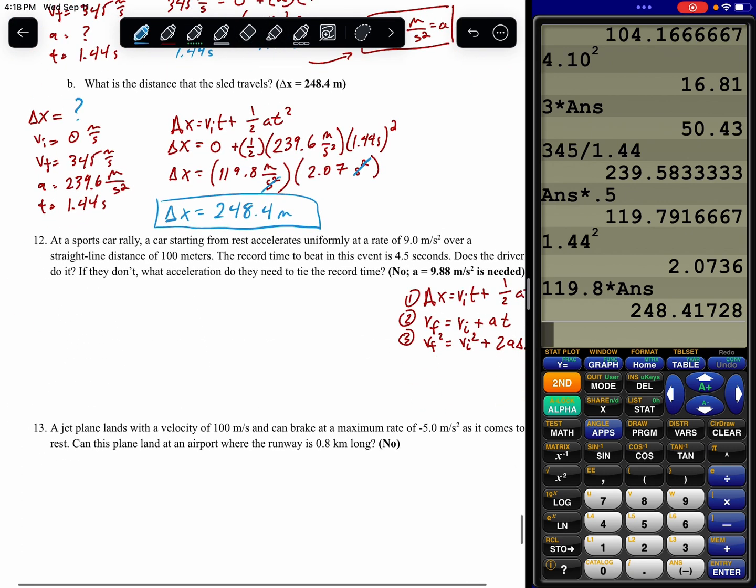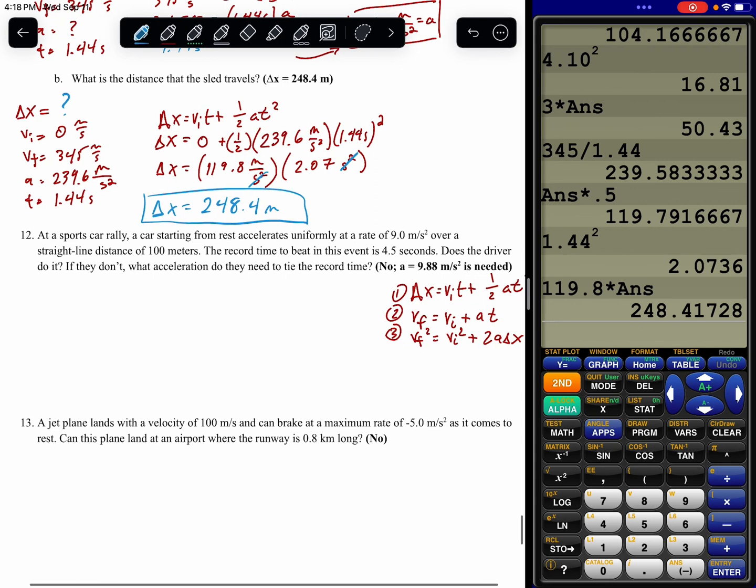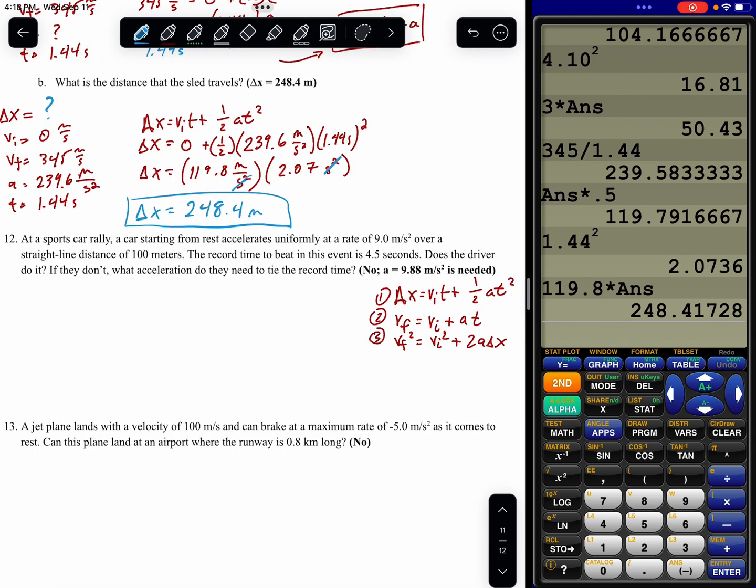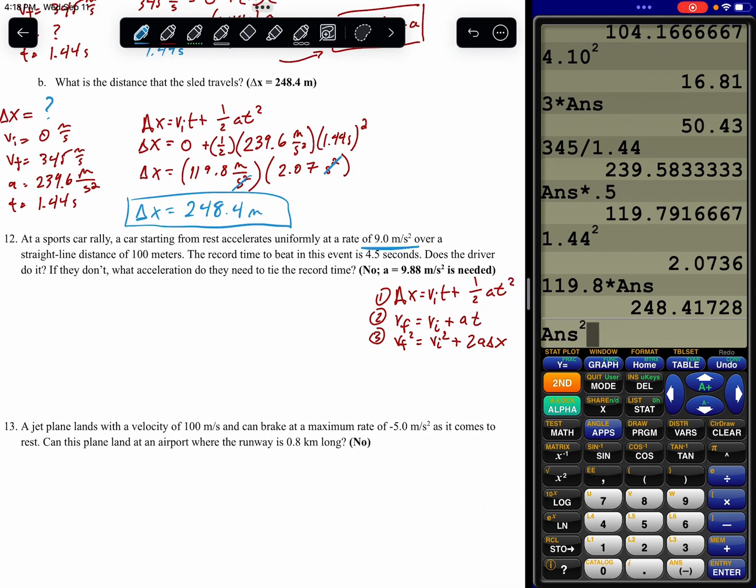Awesome. Let's move on to 12. At a sports car rally, a car starting from rest accelerates uniformly at a rate of 9.0 meters per second squared. So we have an acceleration, we have this idea from rest, and a distance of 100 meters. The record time to beat is 4.5 seconds. Does the driver do it?